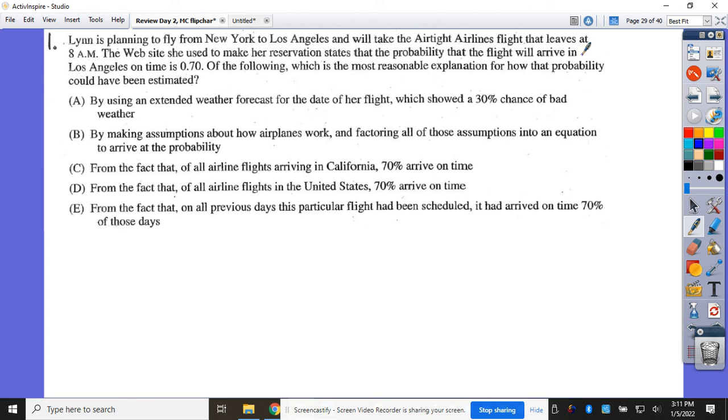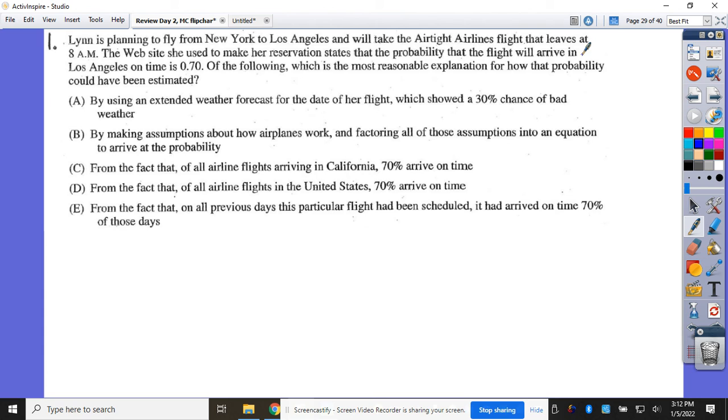Number 1. Lynn is planning to fly from New York to Los Angeles and will take the Airtight Airlines flight that leaves at 8 a.m. The website she used to make her reservation states the probability that her flight will arrive in Los Angeles on time is 0.70. Of the following, which is the most reasonable explanation of how that probability could have been estimated?